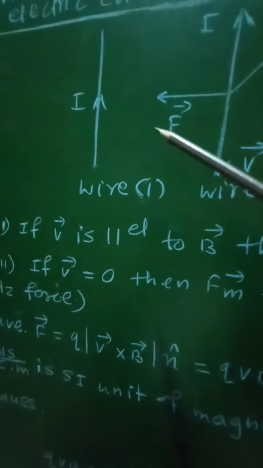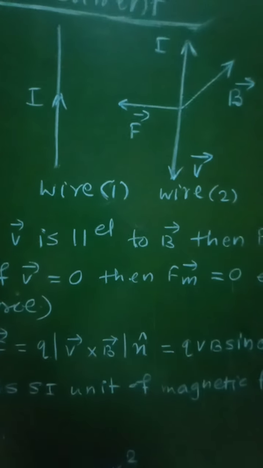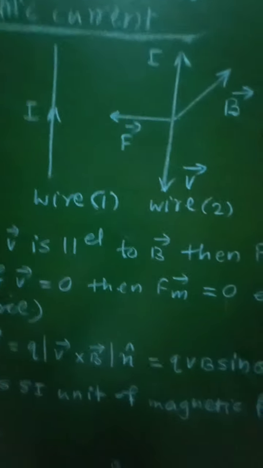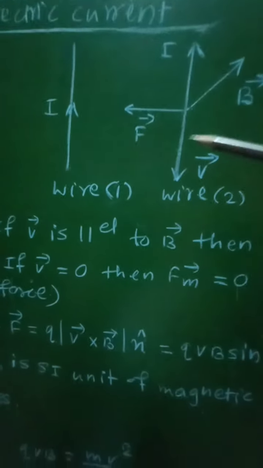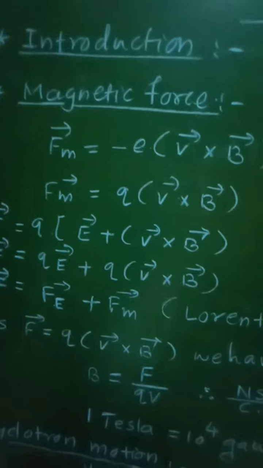Now in this case, both the currents are flowing in the same direction, and if you consider these two conductors which are carrying the current in the same direction, then such type of currents are called like currents. And if the currents are like currents, then these two wires or conductors will attract each other. Now let us see what are the magnetic forces.